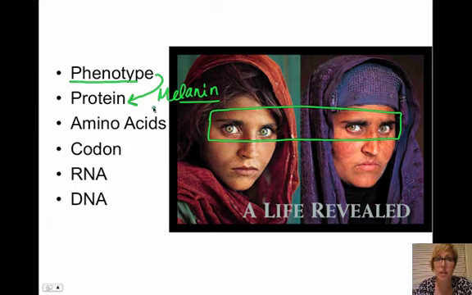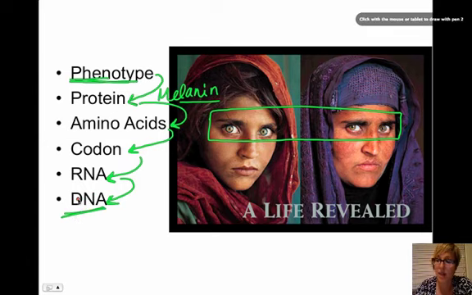cells in our irises. Now that melanin, since it's a protein, its shape is determined by the order of amino acids. The order of amino acids is determined by a specific codon found on RNA. And the arrangement of RNA nucleotides is determined by the arrangement of DNA nucleotides found in the nucleus of each and every one of our cells. So when we say what we look like as a result of our DNA, we really do mean it.